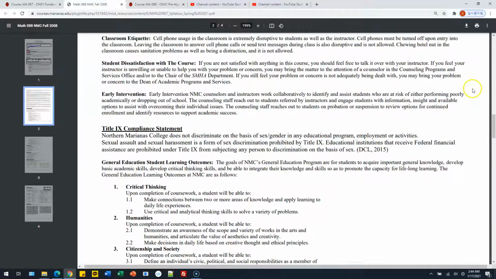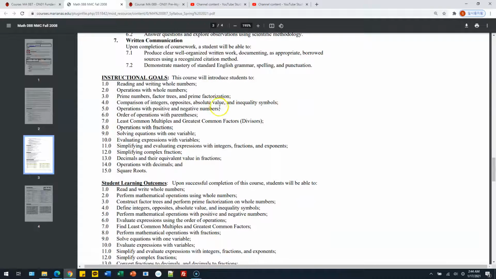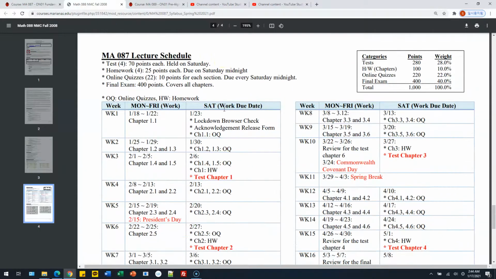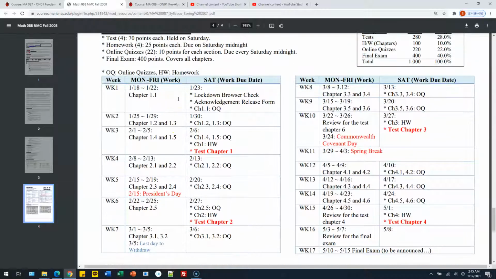Scroll down, and you can just read the student learning outcomes, and so on. The last page shows the lecture schedule. We will follow this lecture schedule. There are 16 to 17 weeks, and the last week is for the final exam, and the 11th week is for the spring break. So there are 15 weeks for the lectures. The first week we will cover only 1.1. What you have to do is study 1.1, and the homework will be collected before the test.